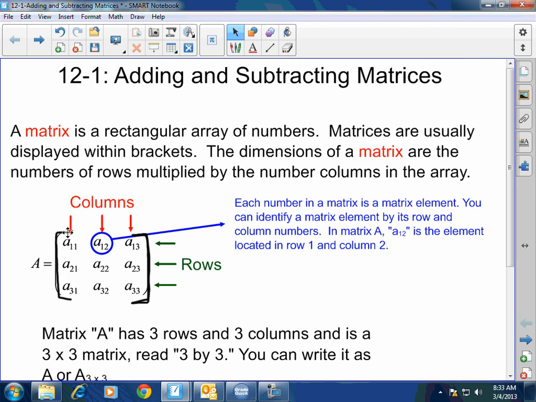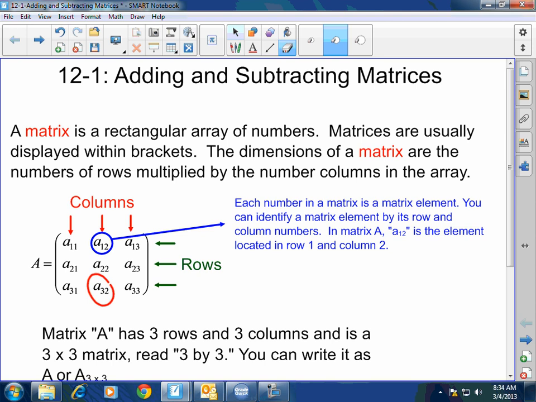Every single value inside of this matrix is called an element, okay? Each number in a matrix is a matrix element. You can identify a matrix element by its row and column number. So for all of these values inside of here, the first subscript number is the actual row, and the second number is the column. So this right here is row 3, column 2, okay? Row 3, column 2. So that's the way we read.